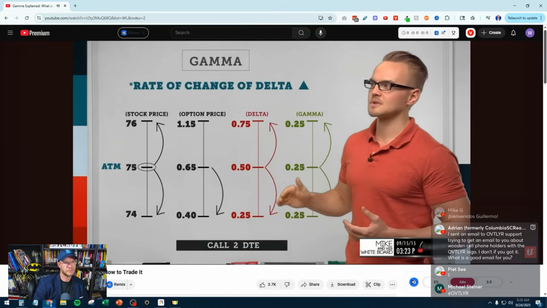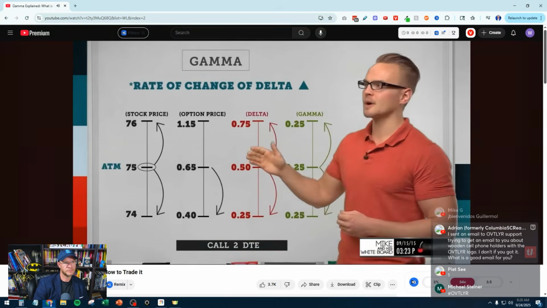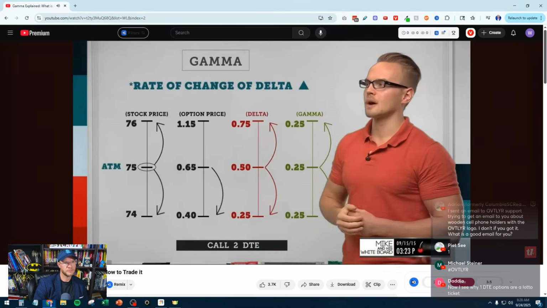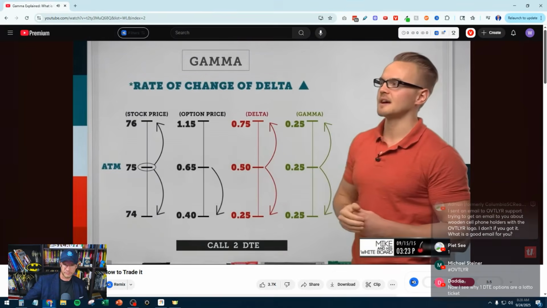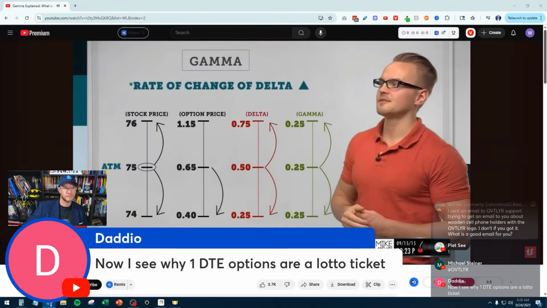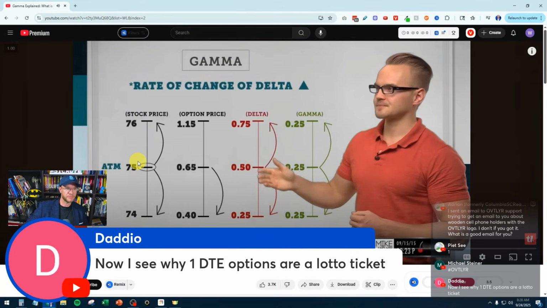So let's look at what happens when we go down. So if we're going from 75 to 74, if I bought this call at 75 and it was worth 65 cents, if I have a delta of 50. Boom. Exactly, Daddy-O. Well said.